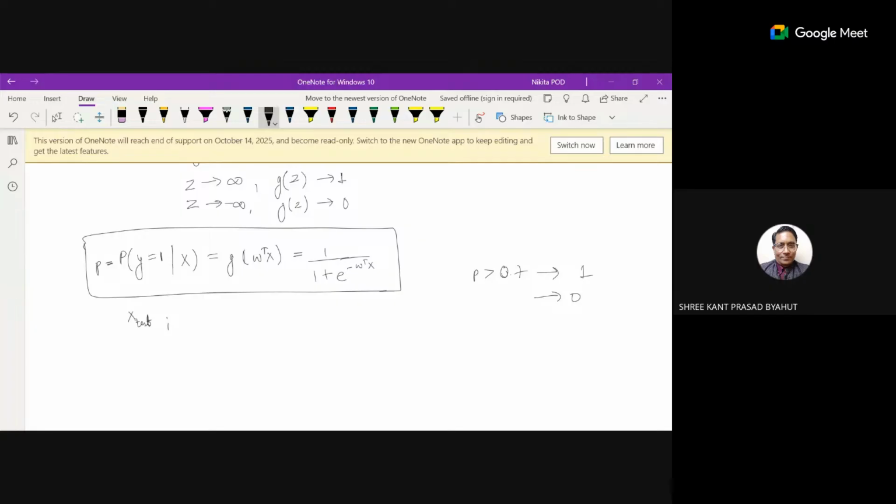What did you write, ma'am? Probability greater than what? No, this is 0.7, I think. Yeah, 0.7. Okay.